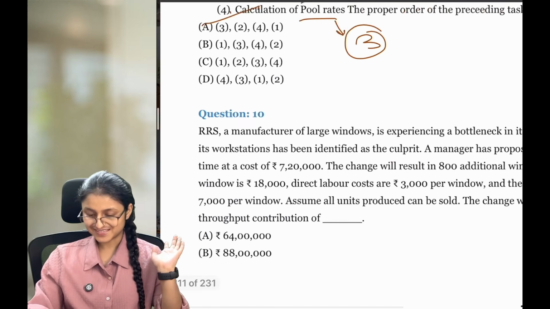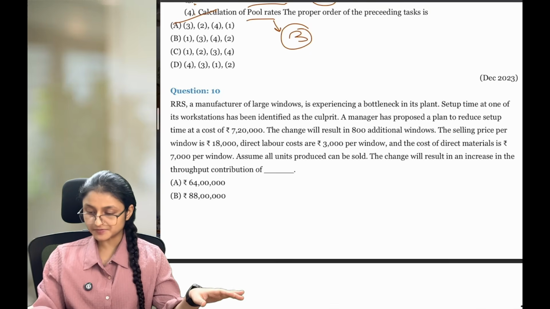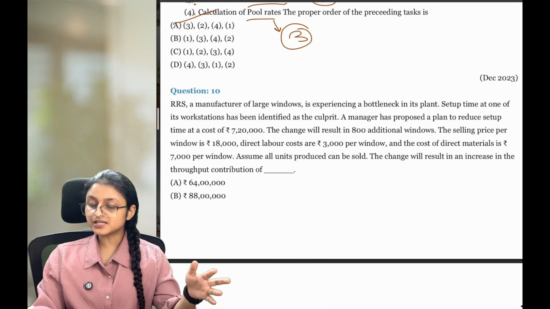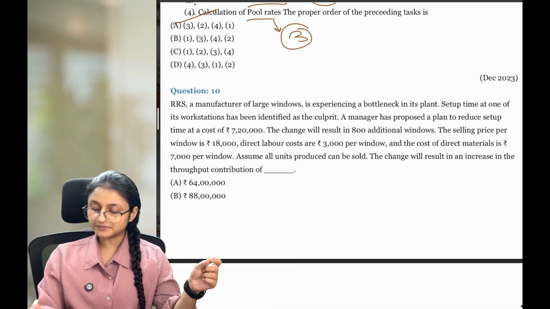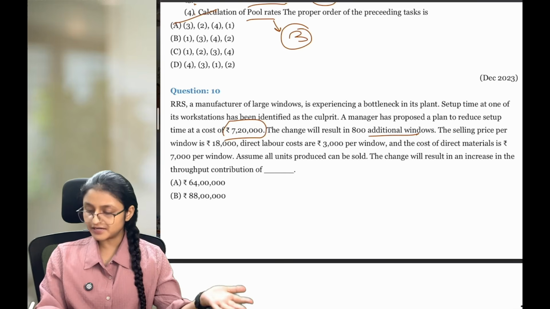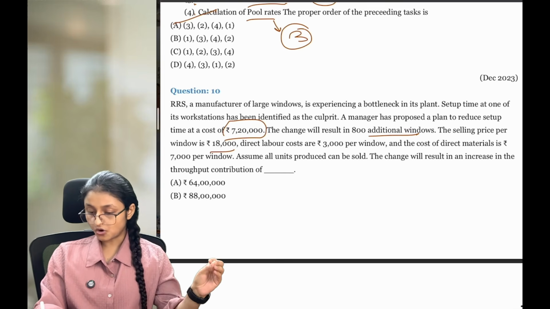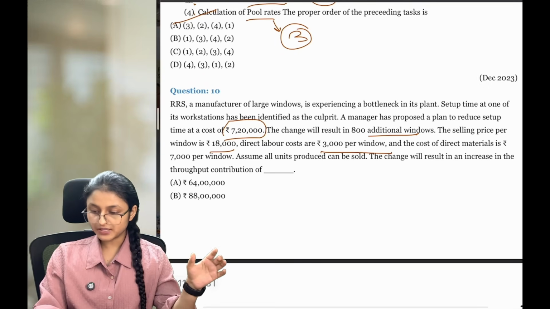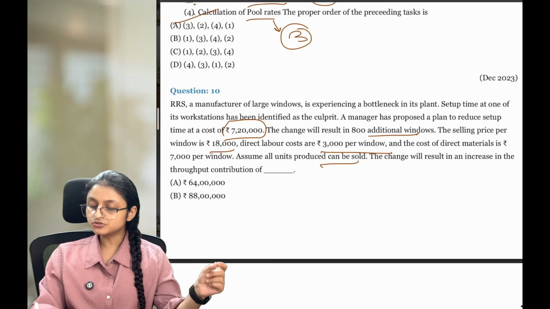Option number A. Okay? RRS, a manufacturer of large windows, is experiencing a bottleneck in its plant. Setup time at one of its workstations has been identified as the culprit. A manager has proposed a plan to reduce setup time at a cost of 7,20,000. The change will result in 800 additional windows. The selling price per window is 18,000. Direct labor costs are 3,000 per window and the cost of direct material is 7,000 per window. Assume all units produced can be sold.